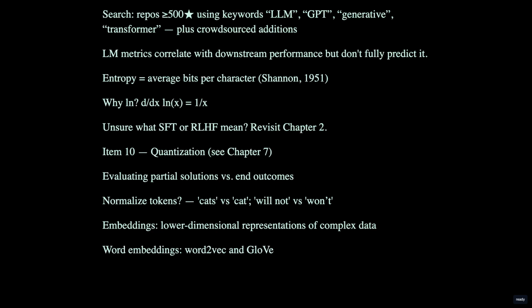Some models produce embeddings for individual words instead of whole documents. Two classic methods are word2vec, Mikolov et al., and GloVe, Pennington et al., which learn dense vectors that capture semantic relationships and are widely used as input features in NLP pipelines.